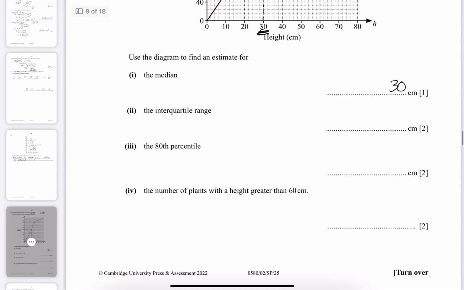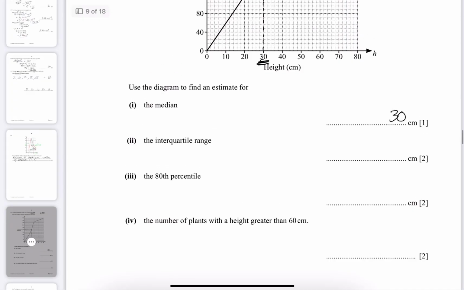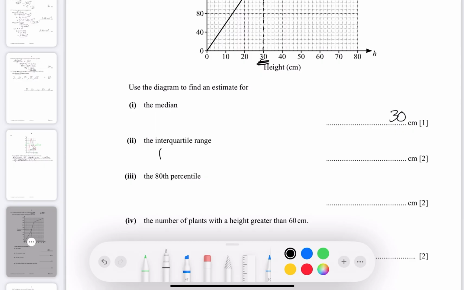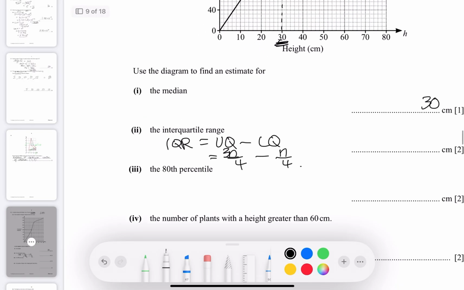Now we want to find the interquartile range. So the interquartile range is equal to the upper quartile minus the lower quartile. And the upper quartile is the total sample divided by 4 multiplied by 3. So 3n over 4 minus the lower quartile, which is n over 4, the value at the n over 4th position. By the way, this formula is also in my formula booklet.